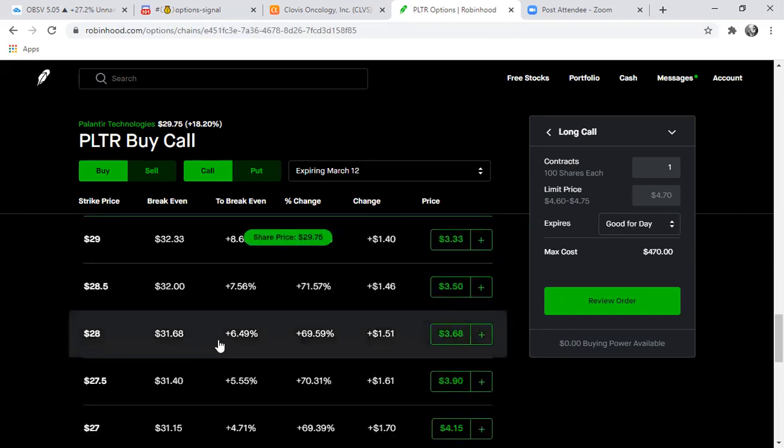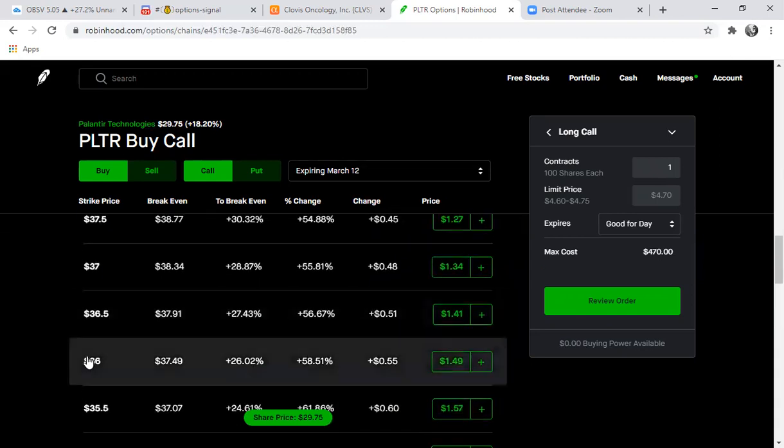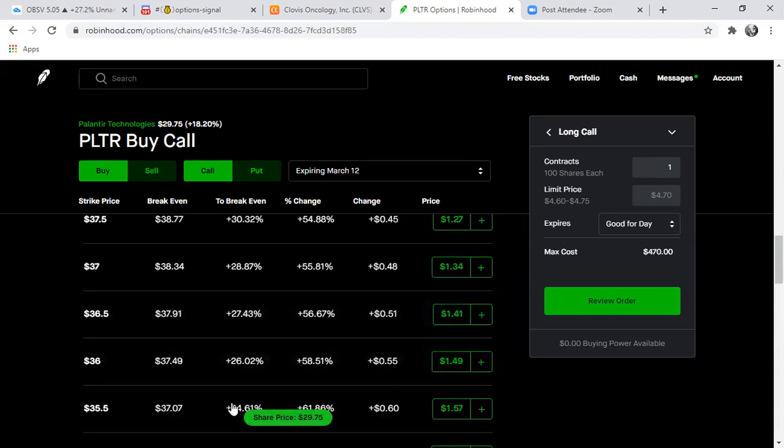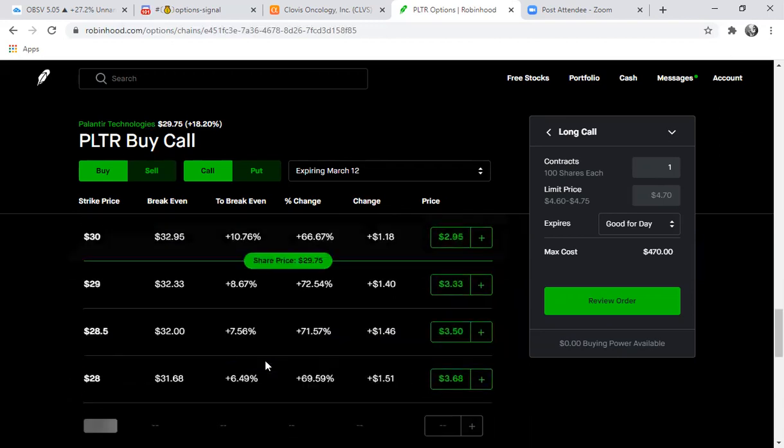Why would we want to do anything in the money? Because if I pick 26 and it's at 29.75, I'm already winning the current option. If I do out of the money, and I pick 36 and it's only at 29.75, I'm automatically losing that play. So hopefully that makes sense.